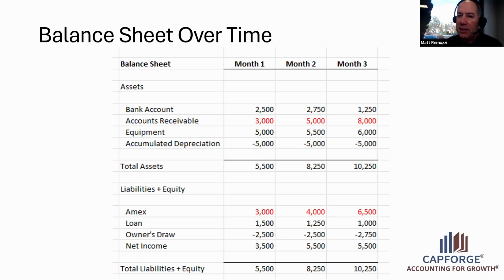So in this case, for the business, the total assets have climbed from 5,500 to 10,250 over the course of 3 months, largely because of the growth in accounts receivable. That added $5,000. Cash actually has come down.